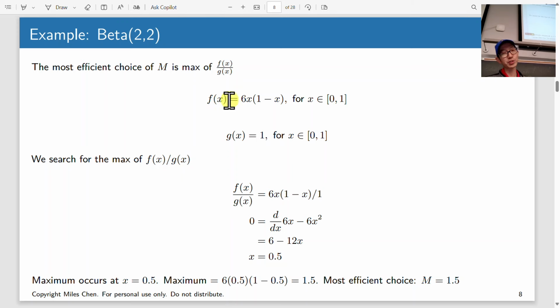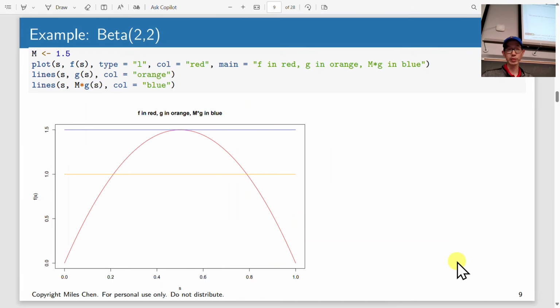So the most efficient choice of m is the max of f of x divided by g of x. Our f of x is 6x times 1 minus x, and g of x is 1. If I do f of x divided by g of x, we get this, and then we find the maximum value of that. The max occurs when x is equal to 0.5, and when you plug that in, the value of m is 1.5. So when you multiply g of x by 1.5, it just pushes it up here, and now we have this.